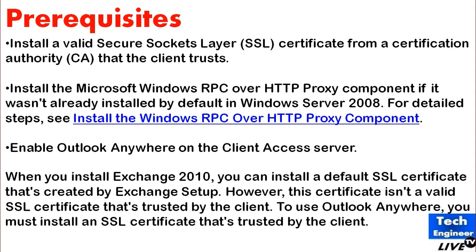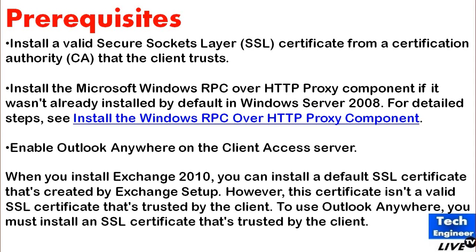Then the required thing is to enable Outlook Anywhere on the client access server. When you install Exchange Server 2010, you can install a default SSL certificate that's created by Exchange Setup. However, this certificate isn't a valid SSL certificate that's trusted by the client. To use Outlook Anywhere, you must install an SSL certificate that's trusted by the client.